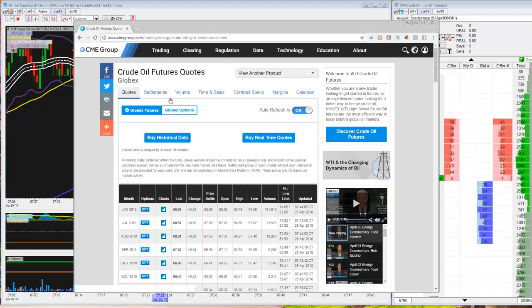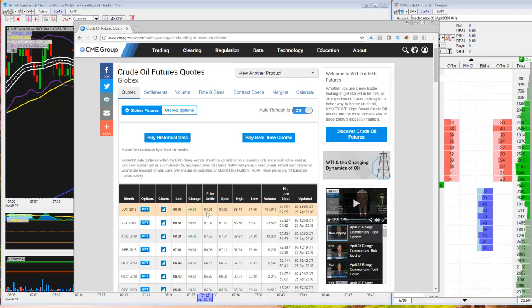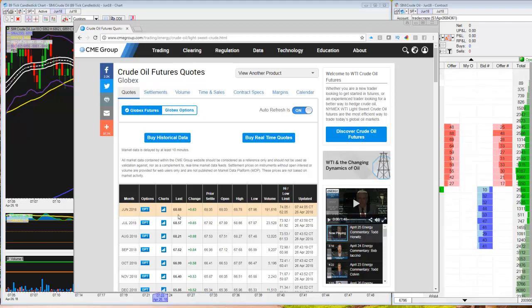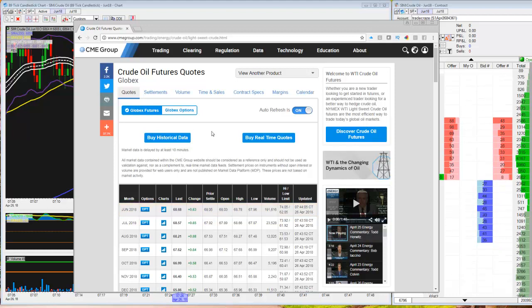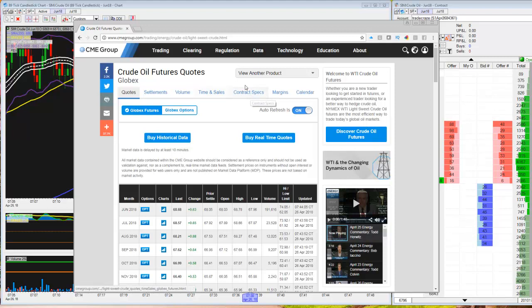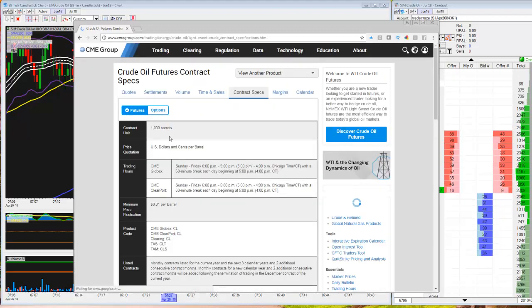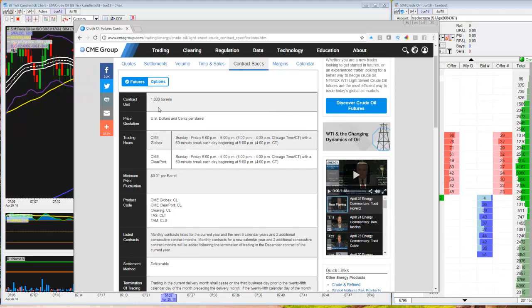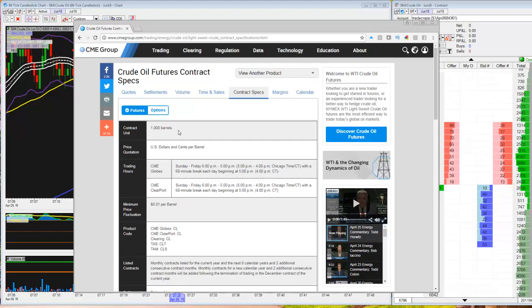So you can look at where the market is on the June contract, the options, and so forth. This is usually a delayed feed. So there's contract specs. That's something you should be familiar with right here. What is a futures contract? One contract unit, you're controlling 1,000 barrels.